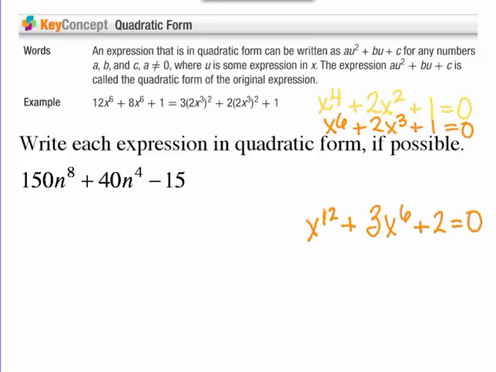Now when they say write this expression in quadratic form, what I'm going to want to do is write it as something squared plus something plus something. Okay, so I have to think about that. So really, this is 150, n to the 4th squared, because that's something squared, plus 40 n to the 4th minus 15. So I can write that in quadratic form. Basically what you're doing is you're just taking that highest power and putting it as a quantity and squaring it. Not too difficult.